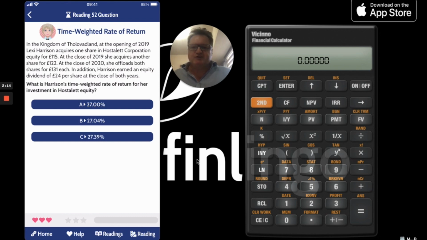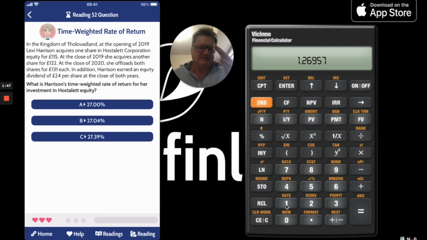So let's do this as quick as I can before my 5 minutes runs out. So let's do the first part. She could have sold the share at the end of the first year for 122. She gets a dividend of 24. Okay, and then we divide that by what she spent to get into the position, which at the start of that year was 115. And we're going to store that in 1. Now, we could take 1 off, but we need it later for the geometric return, so let's just leave it there.